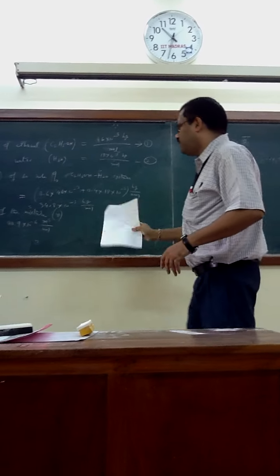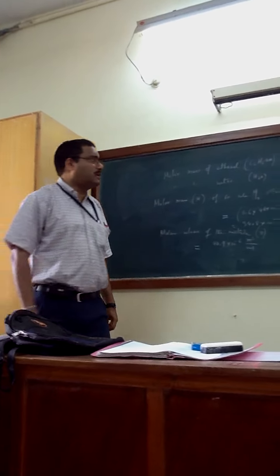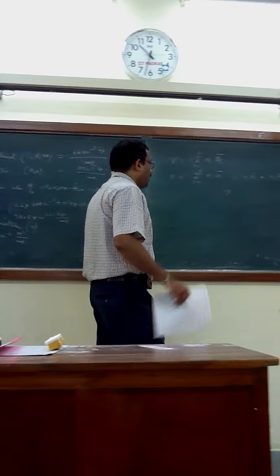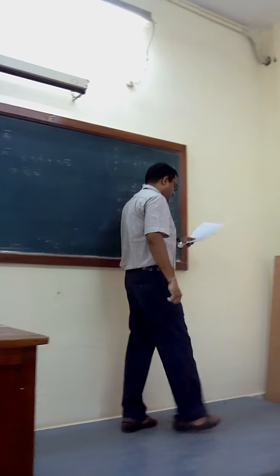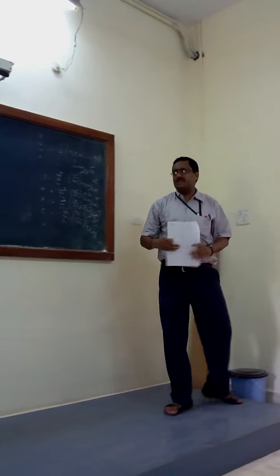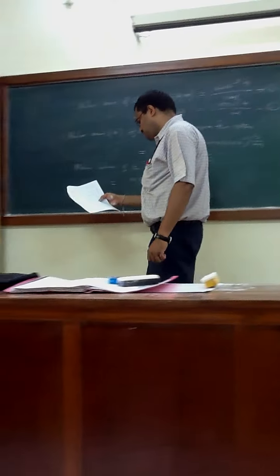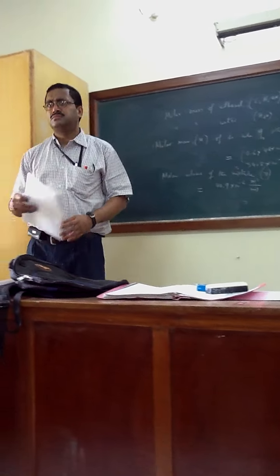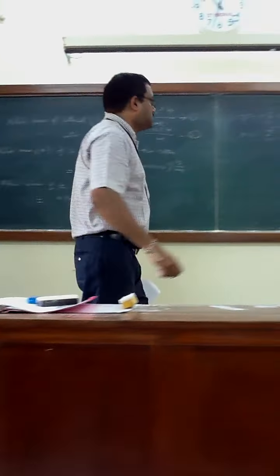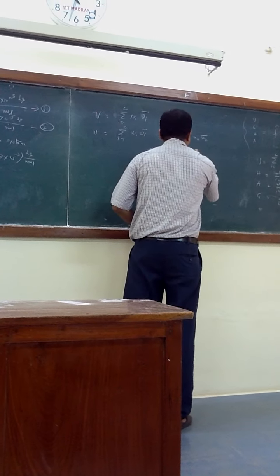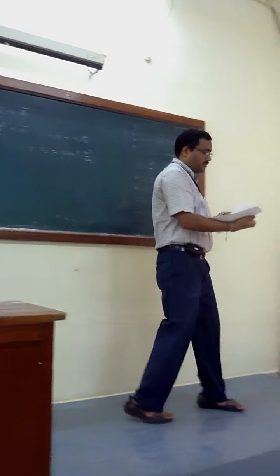V is also there: 40.9 × 10^-6 meter cube per mole. Mole fraction is given, x1, x2, 0.6. V2 bar is how much? Yes, 16 × 10^-6 meter cube per mole. I move to the next problem.